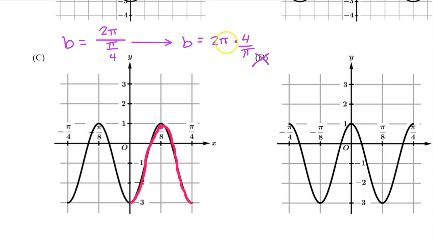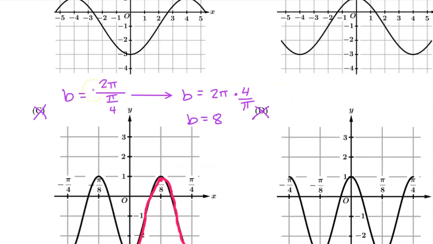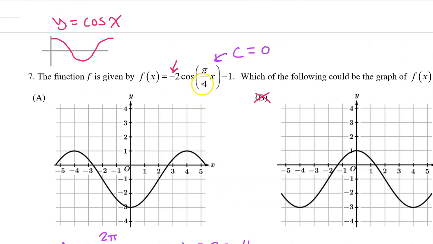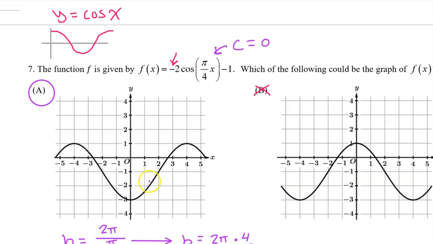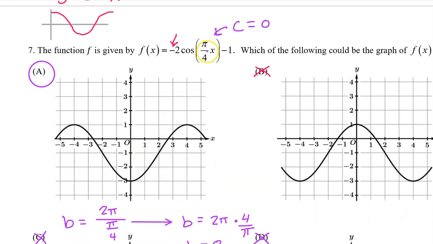The pi's will cancel out because we have one high and one low. That will give us b is equal to 2 times 4, or b is equal to 8. This is not the correct b value, so the answer is not C. Okay, b is not 8, it should be pi over 4. So the correct answer must be A, but of course we shall follow through and see why this gives a b value of pi over 4.